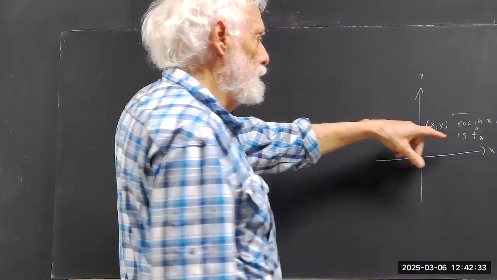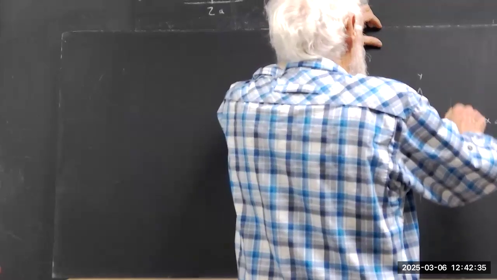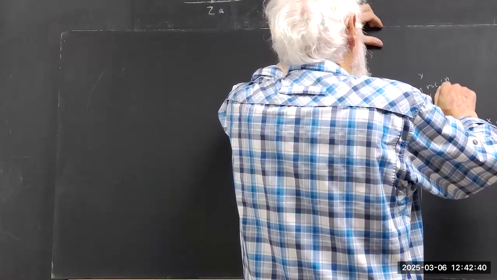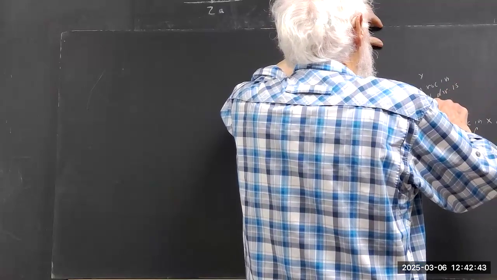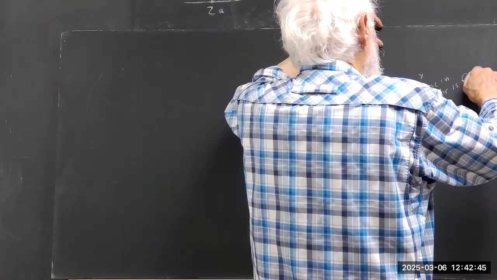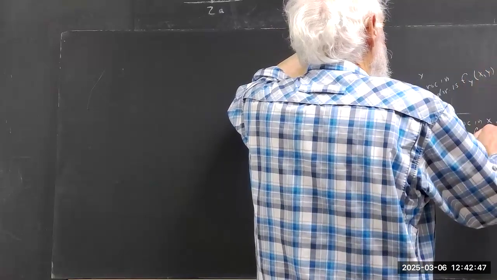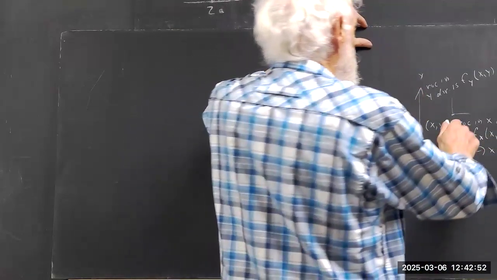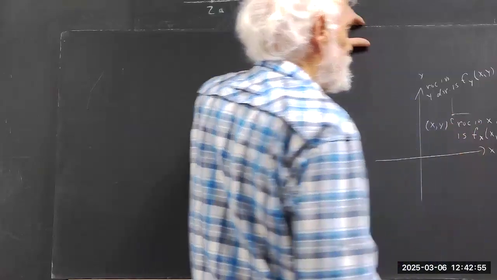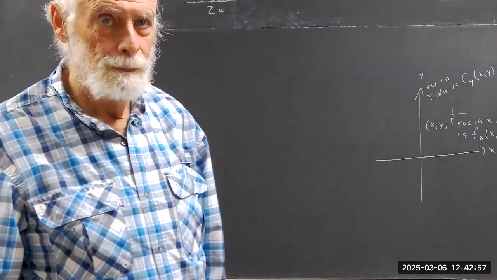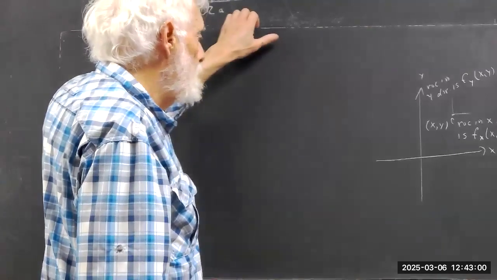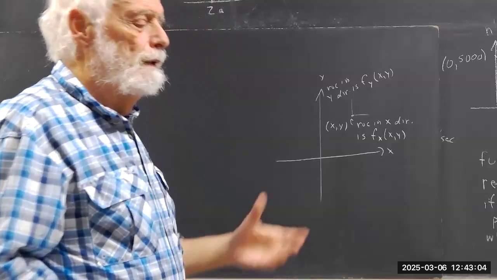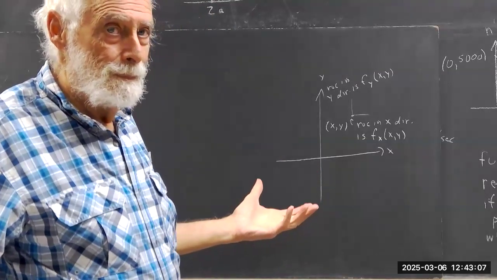The rate of change in the x direction is fx, and the rate of change as you move in the y direction is fy, evaluated at x, y. At this specific point, that's your rate of change. Now, I want the rate of change in some other direction.